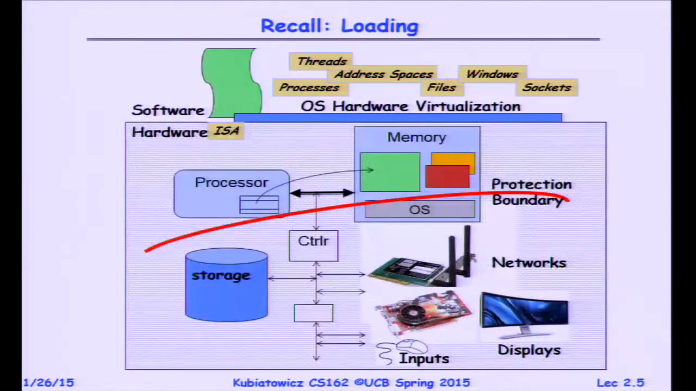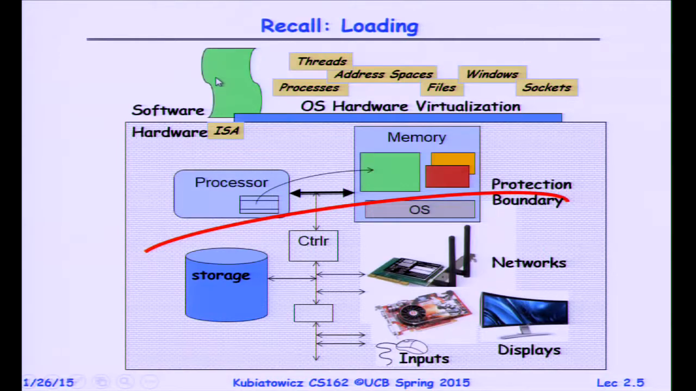Okay, so the other final thing was, it's all about programs, and so we sort of talked about this notion that on top of the OS hardware virtualization layer is a bunch of things like threads and processes and address spaces and files and windows and sockets, and these are all the abstractions we're going to talk about throughout the term. In fact, today we're going to get three of them. We're going to get threads, processes, and address spaces. And then the software is somewhere other.